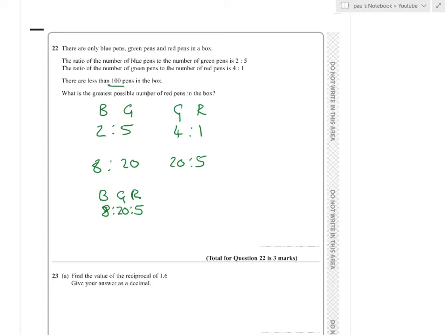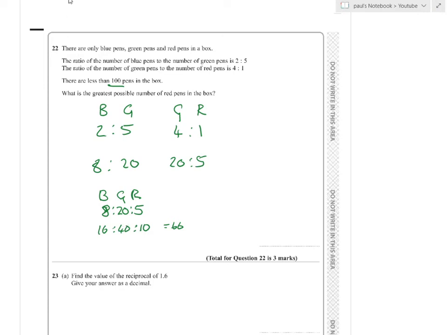Now there are less than 100 pens in the box. Work out the greatest number of red pens. So less than 100. So maybe if I double that, 16, 40, and 10. So how many is that altogether? That's 66. I can't double that, but if I add that again, then no, I'm not.